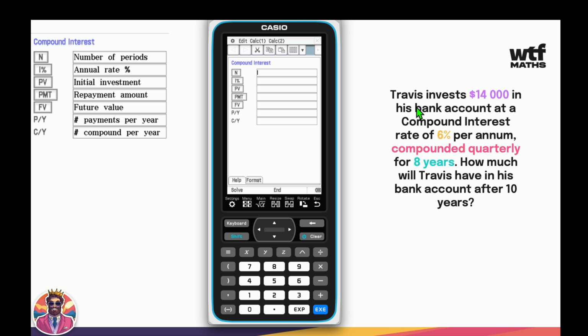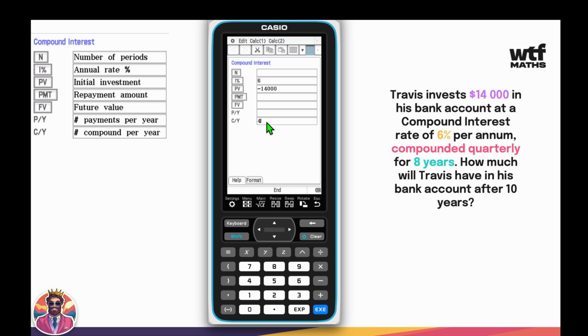Okie dokie, I'm going to read through the question and fill in the values as they pop up. So first of all, Travis invests $14,000. So that's going to be in this section here, our initial investment. So I have to use a minus, okay, because I'm giving the bank $14,000. The next thing, the compound interest rate is 6% per year. So I'm going to type 6. The next thing, it was compounded quarterly. So that means the compounding is going to be 4 times per year.